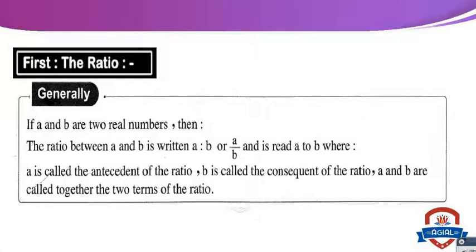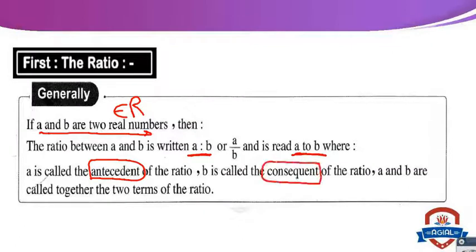Okay, what is the meaning of the ratio? If A and B are two real numbers, this means they belong to the set of real numbers, then the ratio between A and B is written as A to B or A over B, and is read A to B, where A is called the antecedent, the first term, and B is called the consequent, the second term of the ratio.